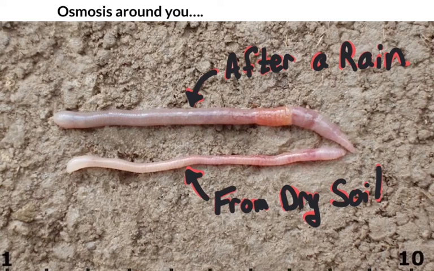One time that you may have seen osmosis in action is if you've ever noticed earthworms that come out of the soil after a rain. So before the rain, when the soil is dry, the earthworms are fairly small and fine, and as they get wet and they absorb water from the rain, they start to swell up. And that's because the rainwater has less solute particles than the earthworm has in its cells, and so the water is absorbed into the earthworm and the earthworm swells up.